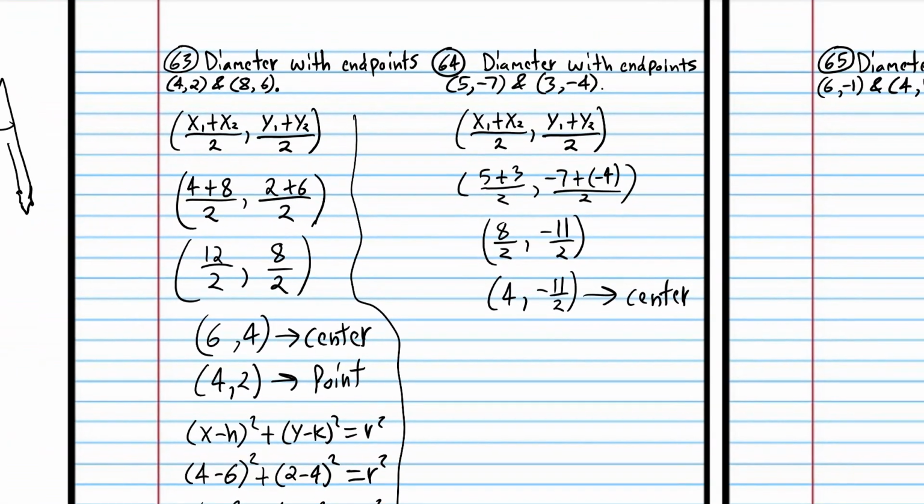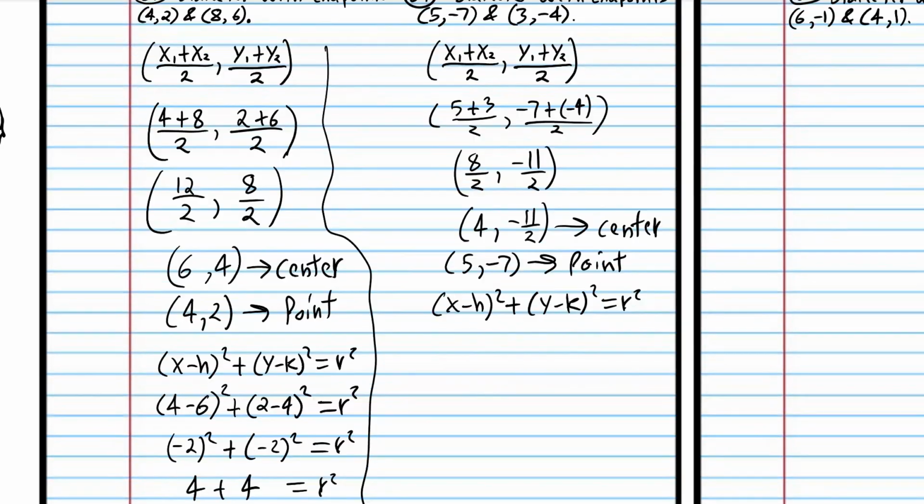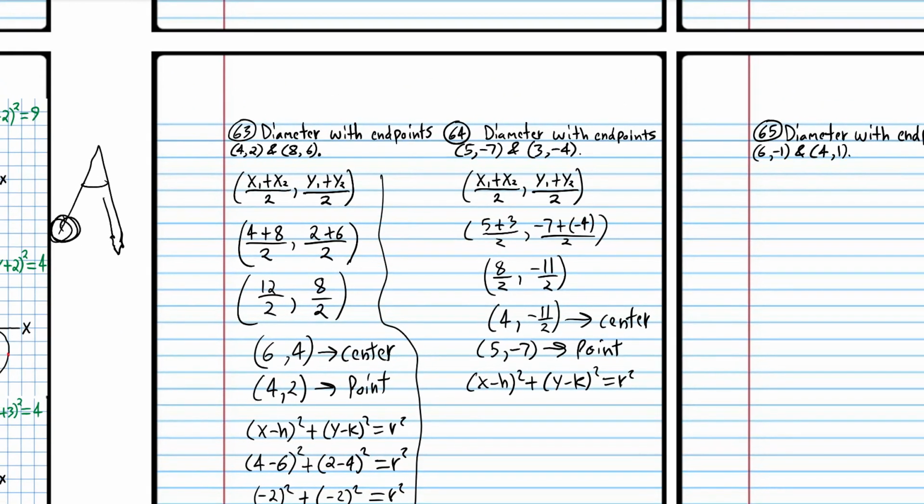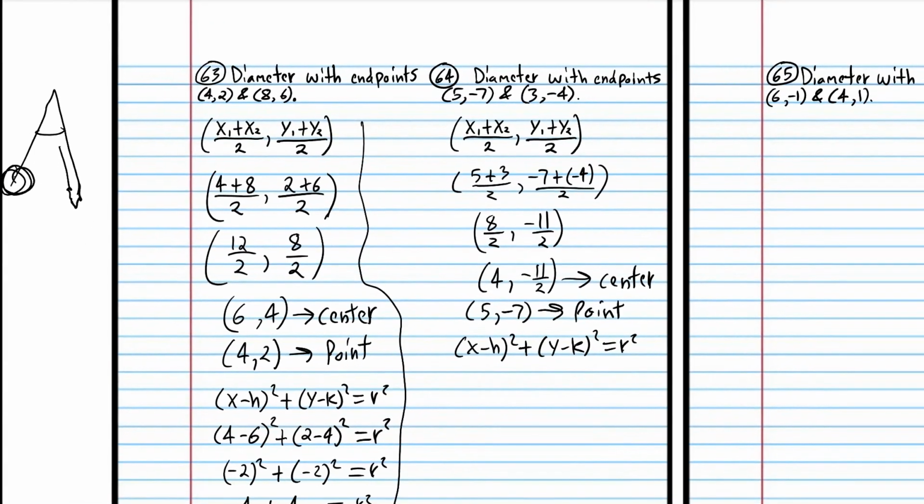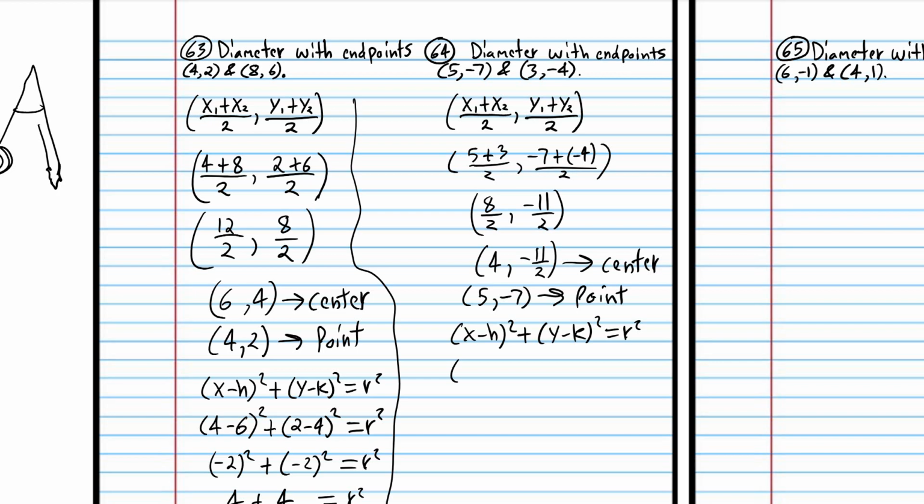So now we can choose one of these points. We don't need both of them. I'm just going to choose the first one, (5, -7). So now it reduces to the problems we did before. So now I'm going to write that general form of the equation of a circle, and we just plug in like we did in problems 59 through 62. So let's see here, plug in the x value of the point and the x value of the center, and the y value of the point and the y value of the center.